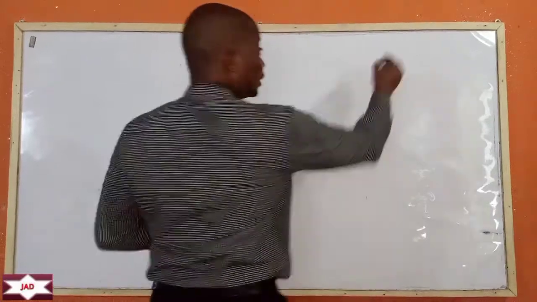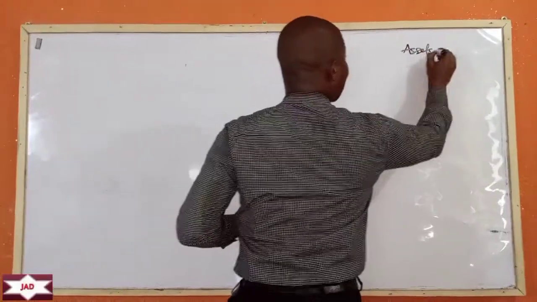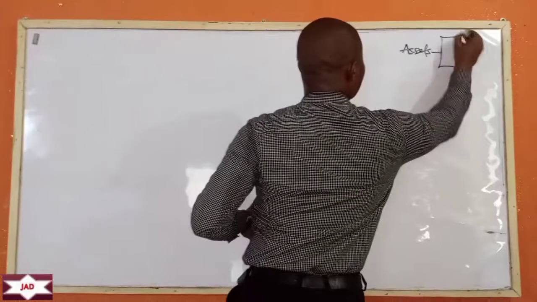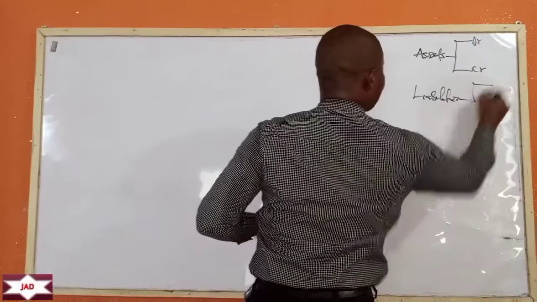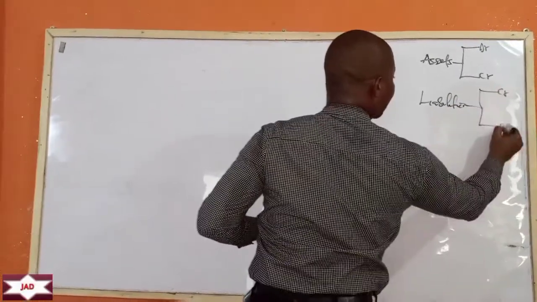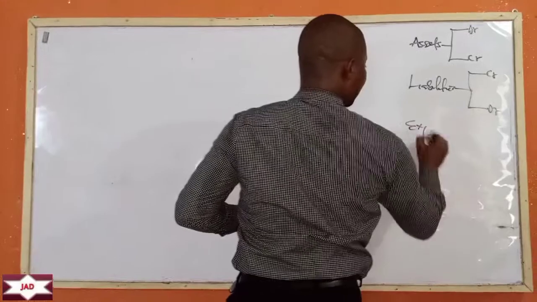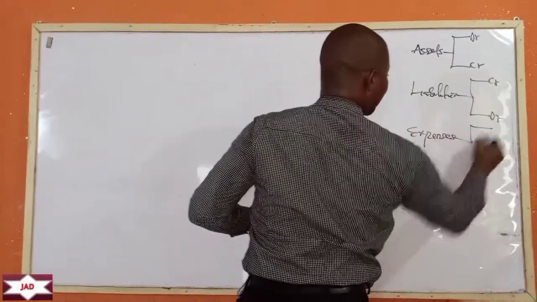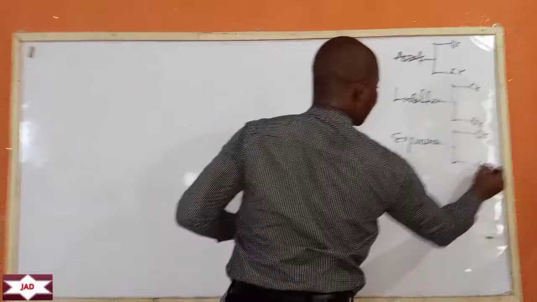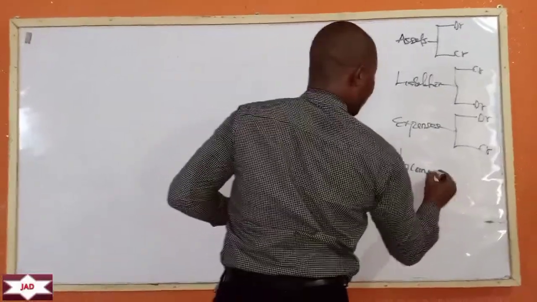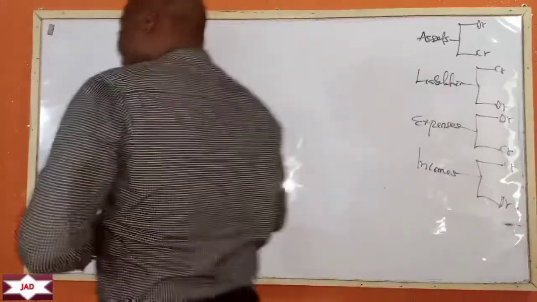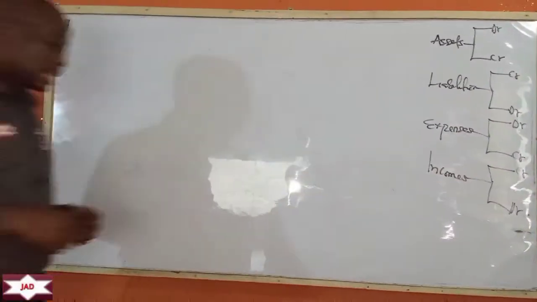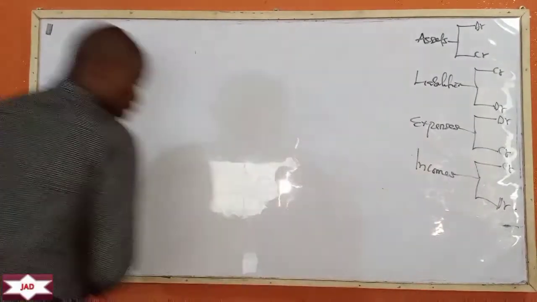So of course, I'm going to still have to put this on the board to remind you that your assets can either increase or decrease. At increase, you debit. At decrease, you credit. Liabilities can either increase or decrease. At increase, you credit. At decrease, you debit. Expenses can either increase or decrease. At increase, you debit. At decrease, you credit. Okay, incomes can either increase or decrease. At increase, you credit. At decrease, you debit. So with this, we'll be able to capture the transactions in monetary terms.